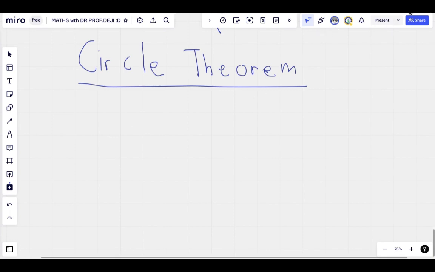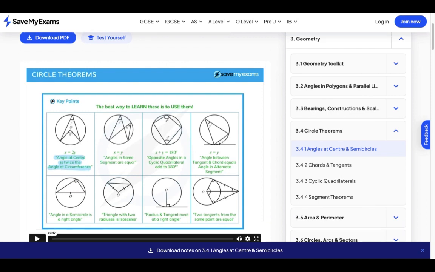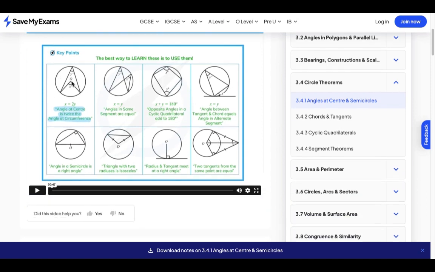Okay, the first basic theory for this is angle at the center is twice the angle at the circumference. So we're going to look at the first one, which says angle at the center, bounded by the same arc, is equal to twice the angle at the circumference. Angle at the center is twice the angle at the circumference. That's the first theory we're going to look at.